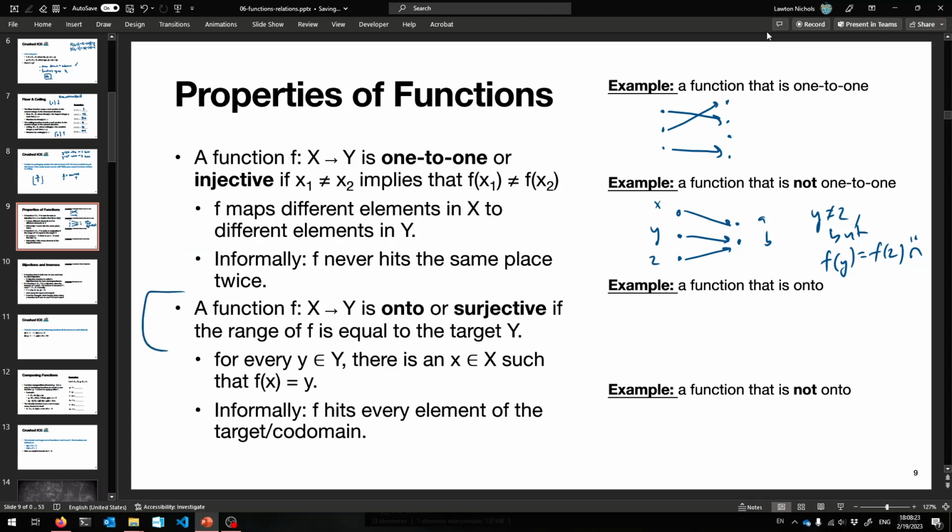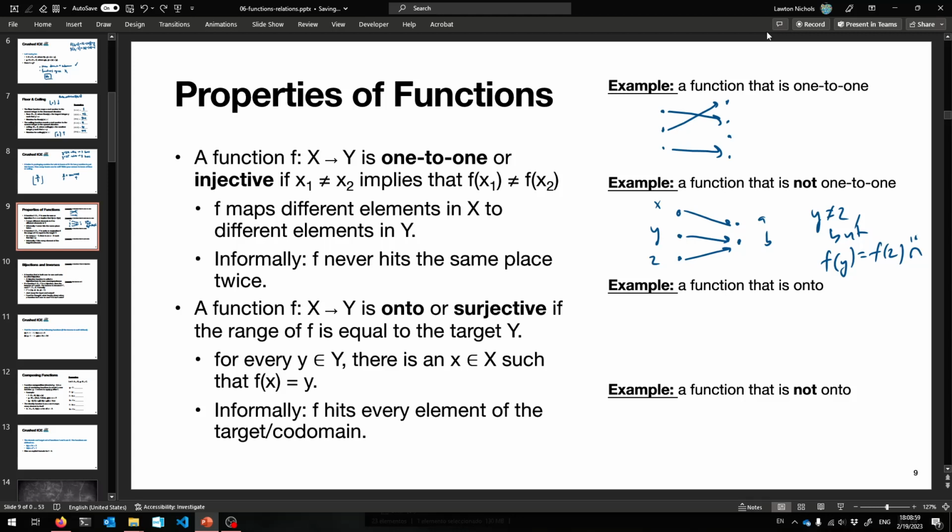All right? A function is called onto or surjective. Again, that's the Latin root way of saying it. A function is onto or surjective if the range of f is equal to the target Y. So if every element of the target is being hit, it is the range. So for every y in Y, there is an x such that f of x is equal to y. That's how you can write it in math. And then informally in English, you could say that f hits every element of the target or codomain. So that was the most precise way of talking about what's being hit.